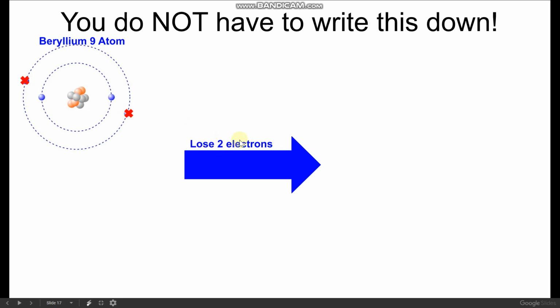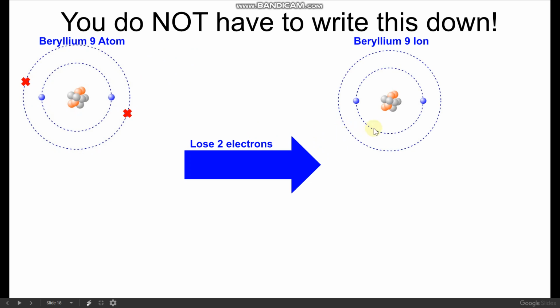Again, it's going to be losing 2 electrons, right? 1 here and 1 here. And that way it will have an empty outer orbital. So it'll lose those 2 electrons, become the beryllium 9 ion with this outer orbital being empty. And since it lost 2 electrons, right, remember in the last one it lost 1 electron and had a +1 charge. This one lost 2 electrons and will have a +2 charge.